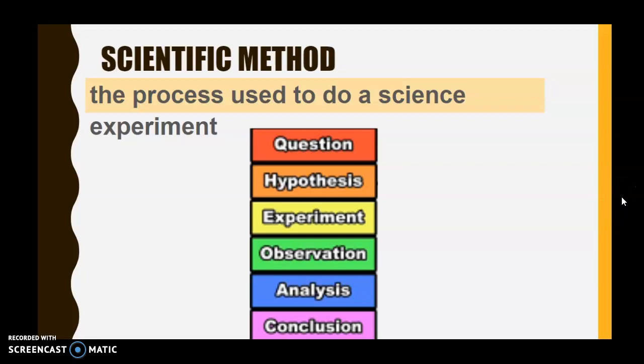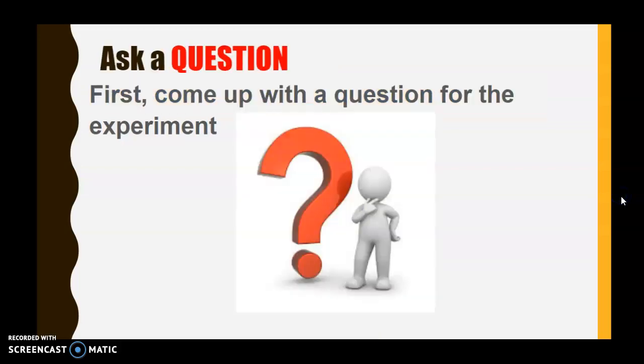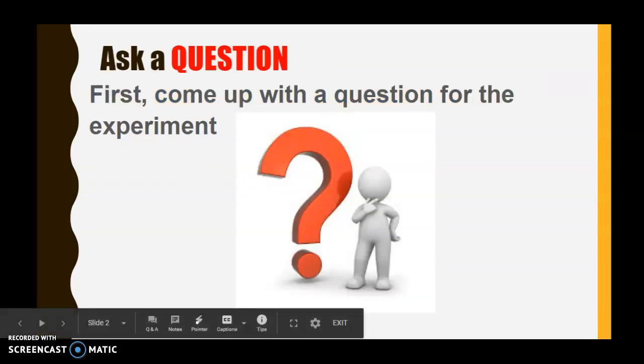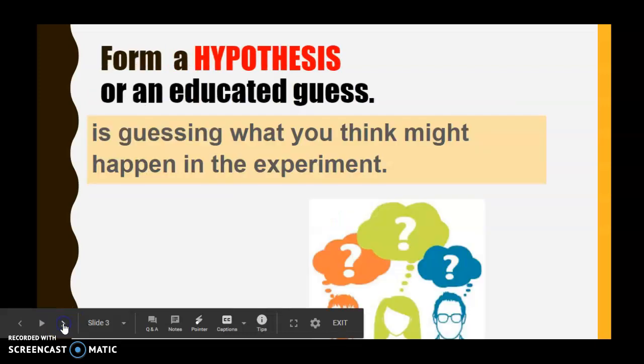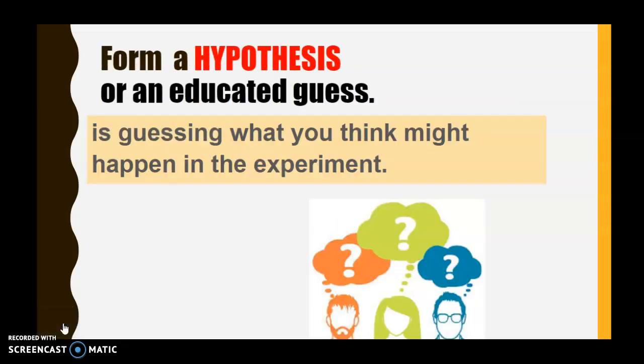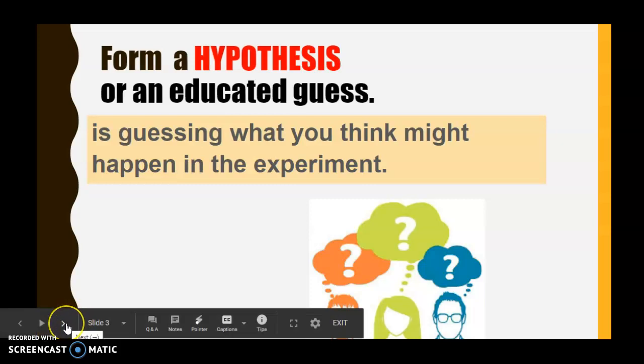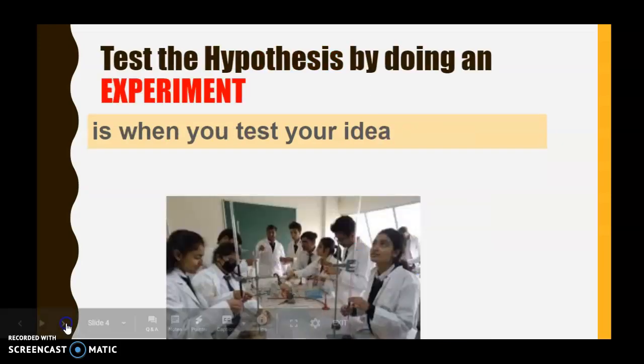Scientific method, the process used to do a science experiment. Ask a question. First, come up with the question for the experiment. Form a hypothesis, or an educated guess. This is guessing what you think might happen in an experiment.